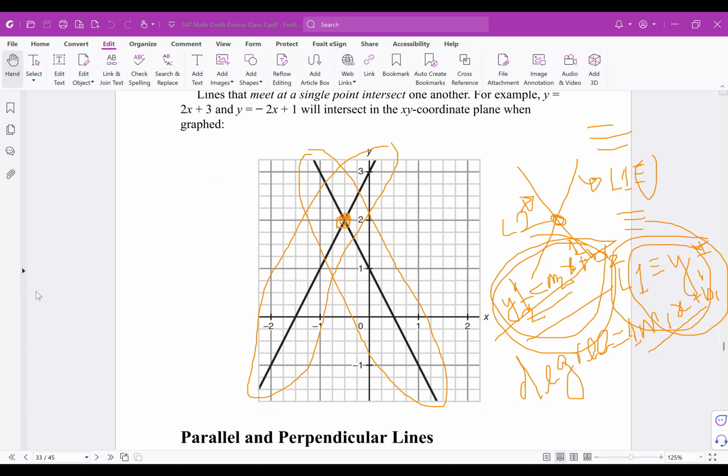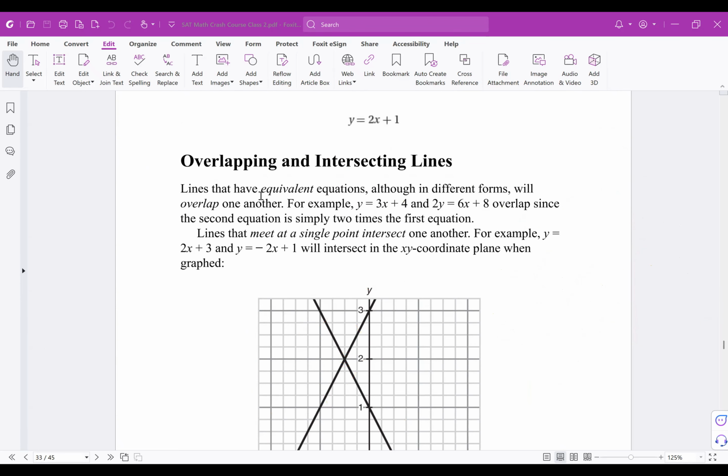Equivalent solutions: lines that have equivalent solutions, although in different forms, will overlap one another. For example, y equals 3x plus 4 and 2y equals 6x plus 8 overlap, since the second equation is simply 2 times the first equation.